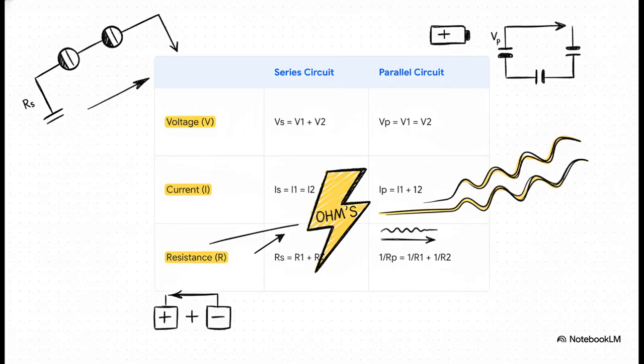In a series circuit, since there's only one path, the total resistance is easy. You just add up all the individual resistances. But in a parallel circuit, the current actually splits up between the different paths, while the voltage, that push, stays the same for every single branch. Getting these differences is absolutely key for designing pretty much any circuit.